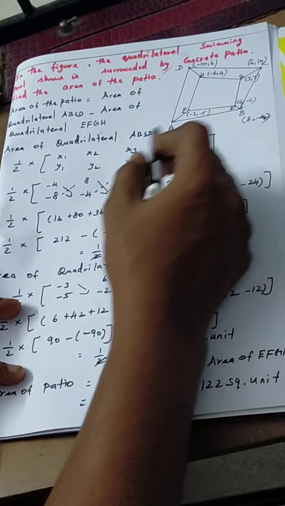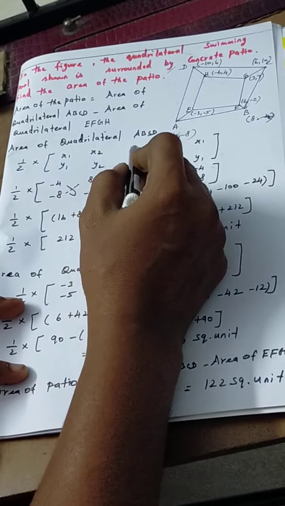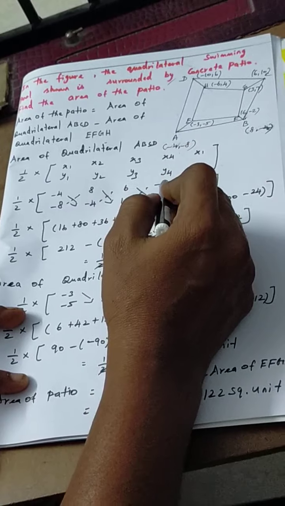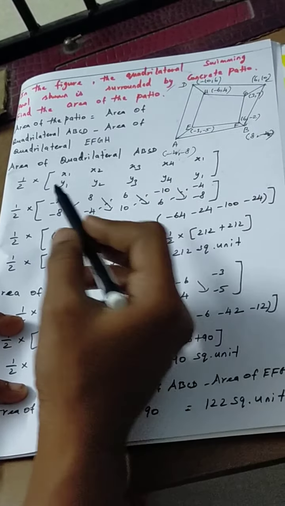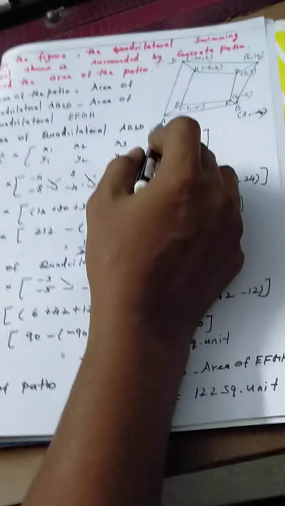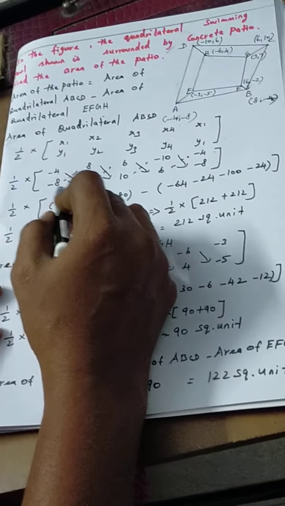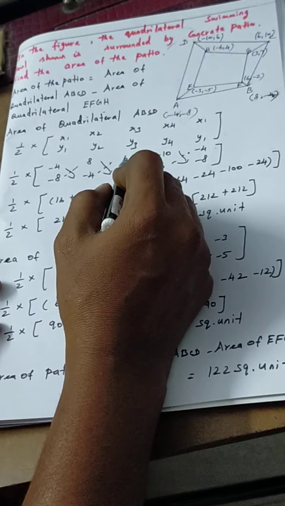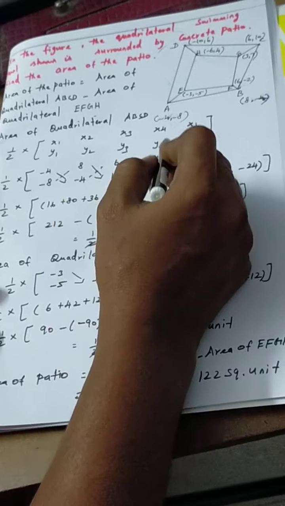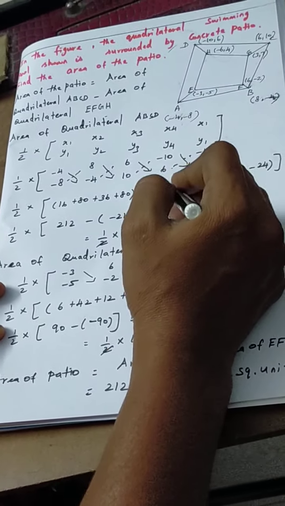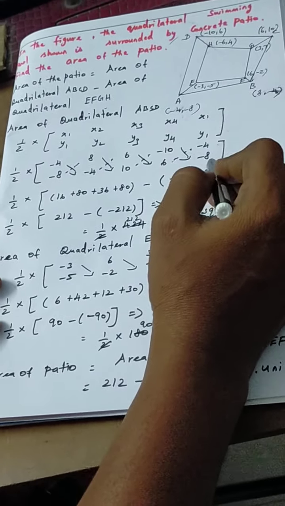4 sides are given. So write x1 y1, x2 y2, x3 y3, x4 y4. Again you complete x1 y1 only. So substitute the values. A value minus 4 minus 8, B value 8 minus 4, x3 y3, C value 6 10, x4 y4 minus 10 6, again complete minus 4 minus 8.